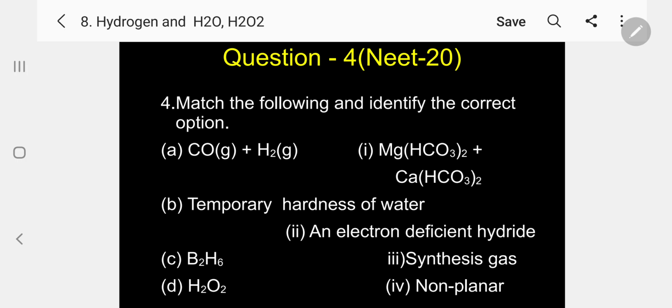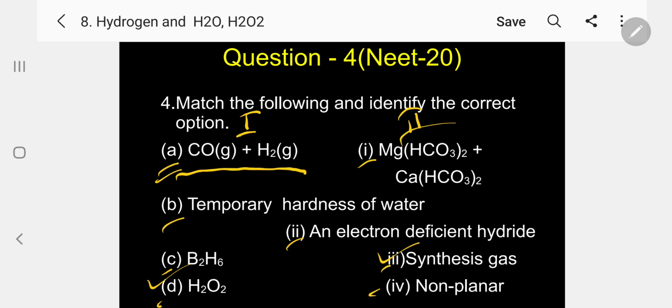So here they are giving 2 columns in the question. Column 1, the left side, and column 2, the right side. That means they have given A, B, C, D on the left side and 1, 2, 3, 4 on the right side. So what we have to do is match the following and identify the correct option. Please follow. So A, carbon monoxide gas plus H2 gas. In the opposite column, it is given 1, magnesium bicarbonate plus calcium bicarbonate. B, temporary hardness of water. And 2, an electron deficient hydride. 3, C, B2H6, that is diborane, synthesis gas. And D, hydrogen peroxide, and 4, it is non-planar.